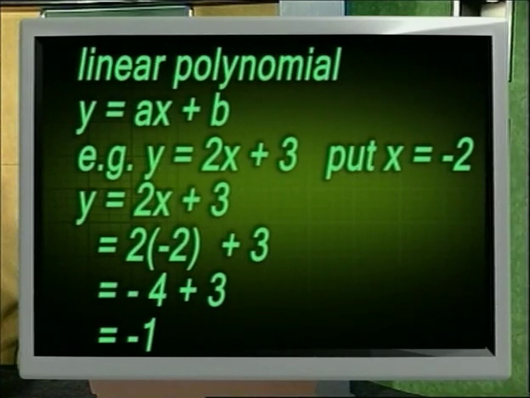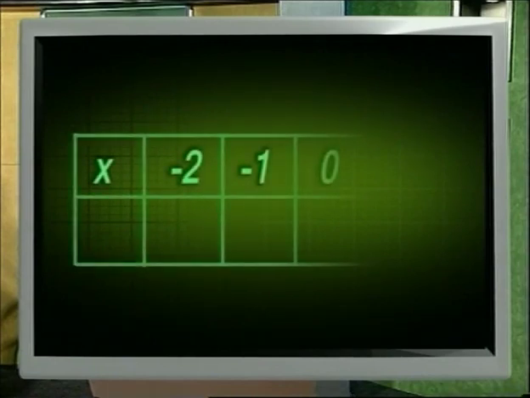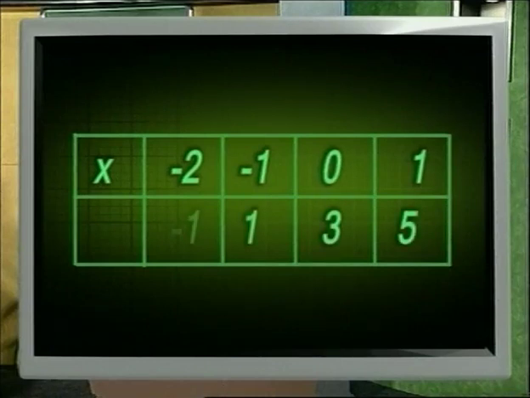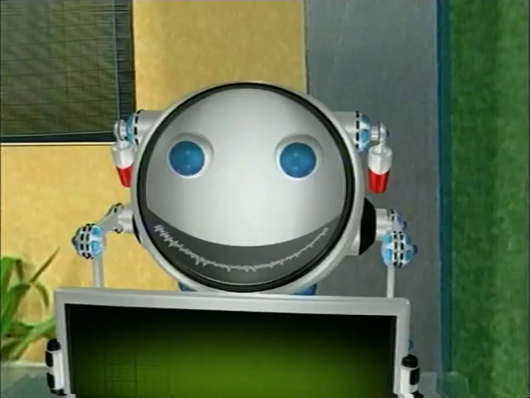So in the form of a table, we can put these values and we get x as 1, 0, minus 1, minus 2, and we get the values of y as 5, 3, 1 and minus 1 respectively. Ma'am, we got the values, but how do we plot them on the graph paper? Yeah, sure Kelsey, I'll show you how to plot them on the graph paper.